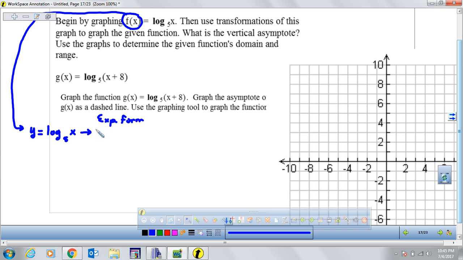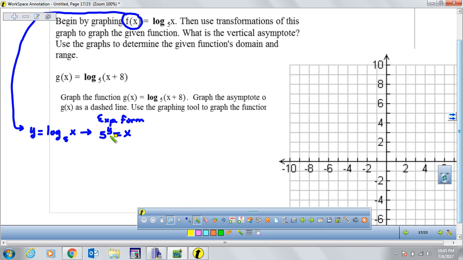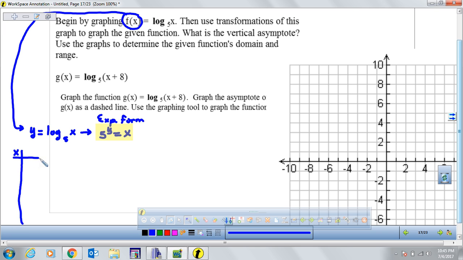What does it mean by exponential form? Remember that the 5 represents my base, the y represents my power, and the x represents the result. So this means that 5 raised to the y power must be equal to x. We're going to use this equation as a basis when graphing this function. And just like I told you, the y values will be -2, -1, 0, 1, and 2.